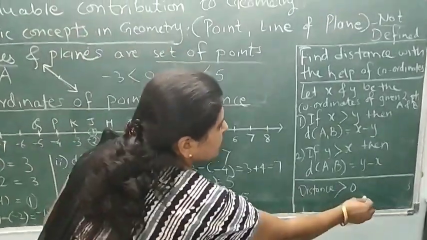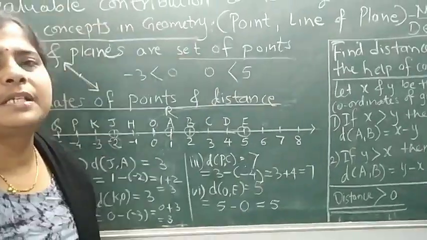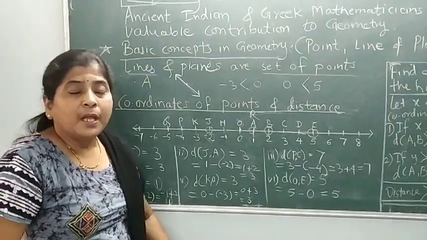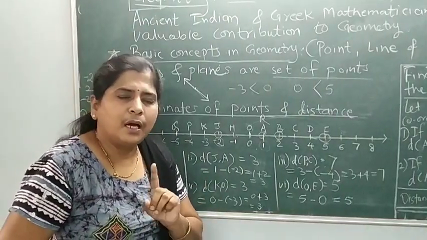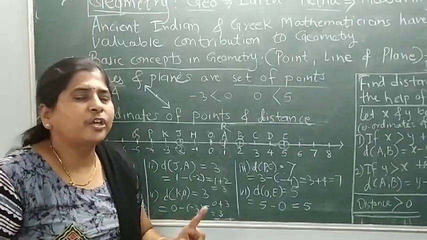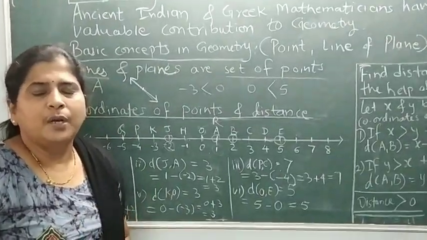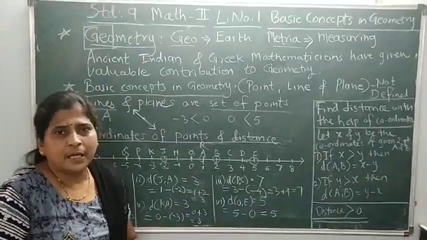This subtraction will give us the distance between them. And remember my students, distance between two distinct points is always greater than 0, means it is always positive. If any time your distance is coming negative, understand that you have gone wrong. Your answer is wrong. Check your answer. It should not be negative. Distance between two distinct points should always be positive.